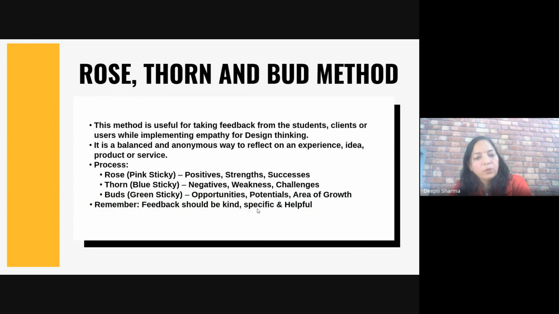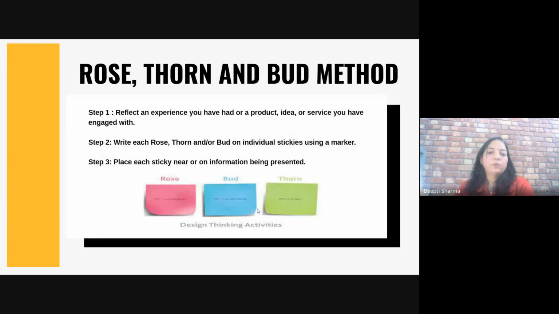The process involves three types of stickies: the rose, the thorn, as well as the bud. Rose means a pink sticky, thorn means a blue sticky, and bud means a green sticky. Rose represents the positives, strengths, and successes. Thorn represents the negatives, weaknesses, and challenges. Buds represent the opportunities, potentials, and areas of growth. While doing this process, we should remember that feedback should be kind, specific, and helpful.